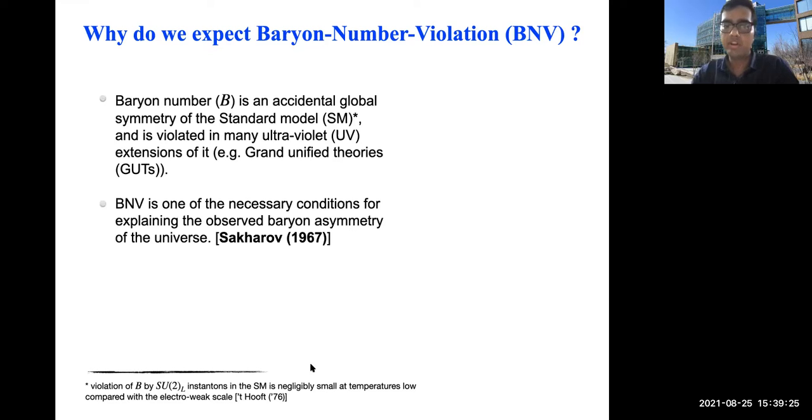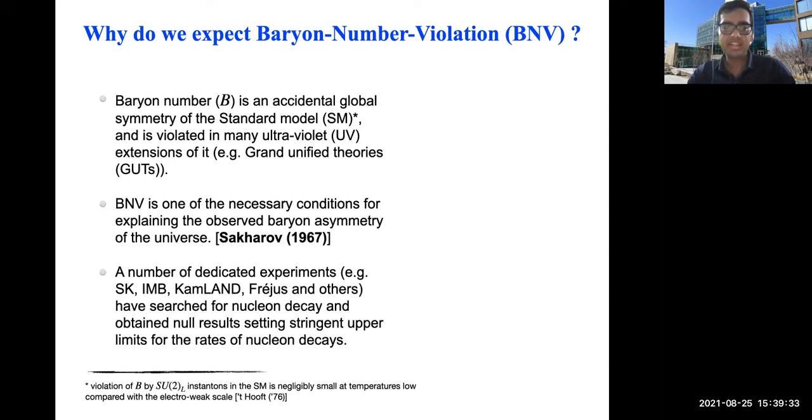On the other hand, baryon number violation is one of the necessary conditions for explaining the observed baryon asymmetry of the universe. Hence, a number of dedicated experiments have searched for the baryon number violation signature, namely nucleon decays, and obtained null results, setting stringent limits on the rates for the nucleon decays.